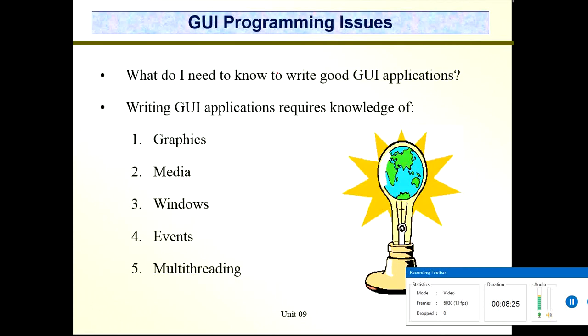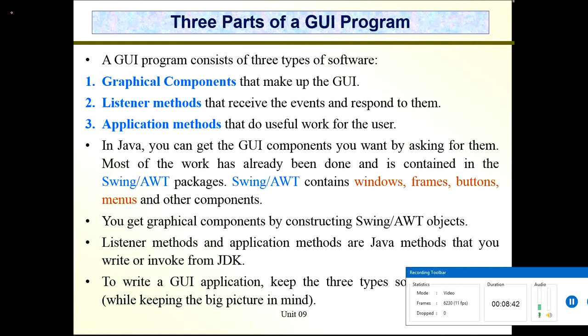So what do you need to do to write a good graphical user interface application? For writing a good graphical user interface application, you need to have knowledge of graphics, media, windows, events and multi-threading. Some of these we are going to understand. Alright, now any graphical user interface program has three types of software: graphical component, listener method, application method. Graphical components are the components on your window area. For example, it can be a button, a label, a text box, or a menu item.